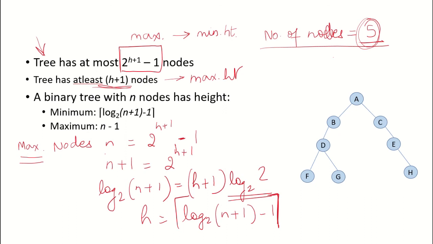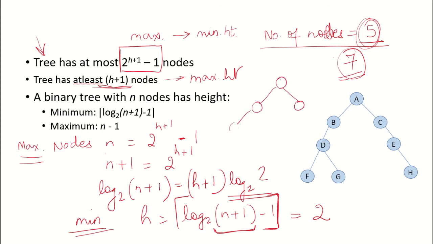Let us take an example again. Suppose the number of nodes was 7. So log of 7 plus 1 would be log of 8, and log of 8 would be 3. So 3 minus 1 would give us 2. So this is the minimum height that can be obtained with 7 nodes. Let's see what the tree structure would look like. 1, 2, 3, 4, 5, 6 and 7. And you can see that the height of this tree is 1 and 2. So the height is 2. So this is the minimum possible height with 7 nodes.